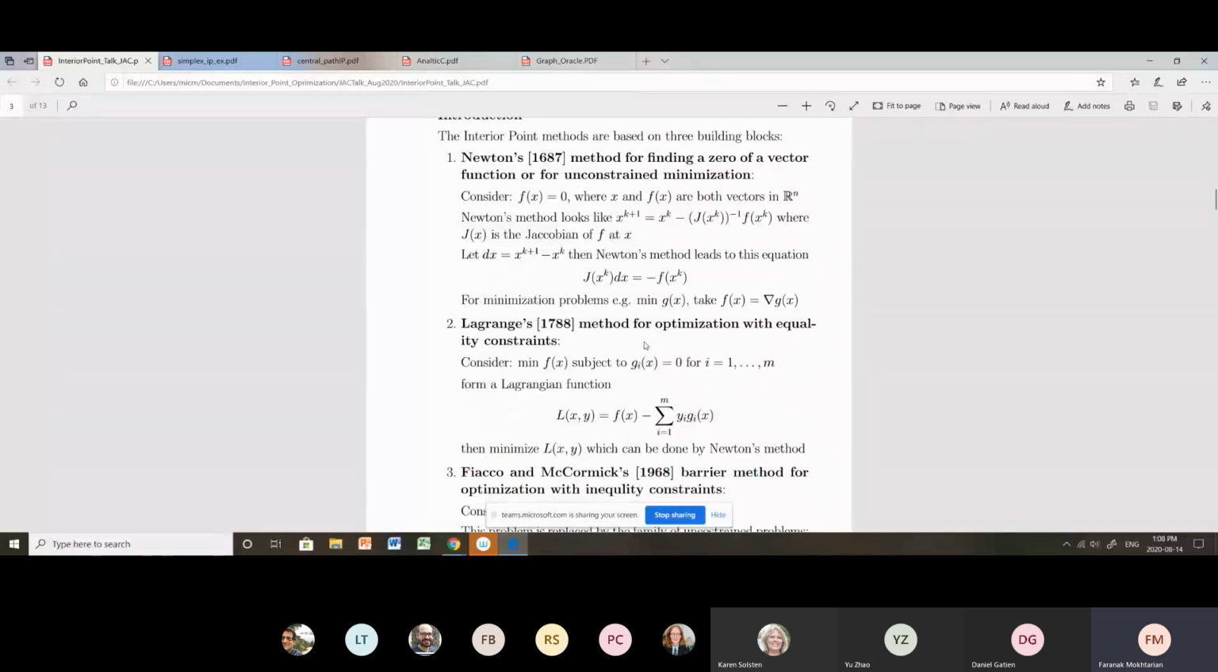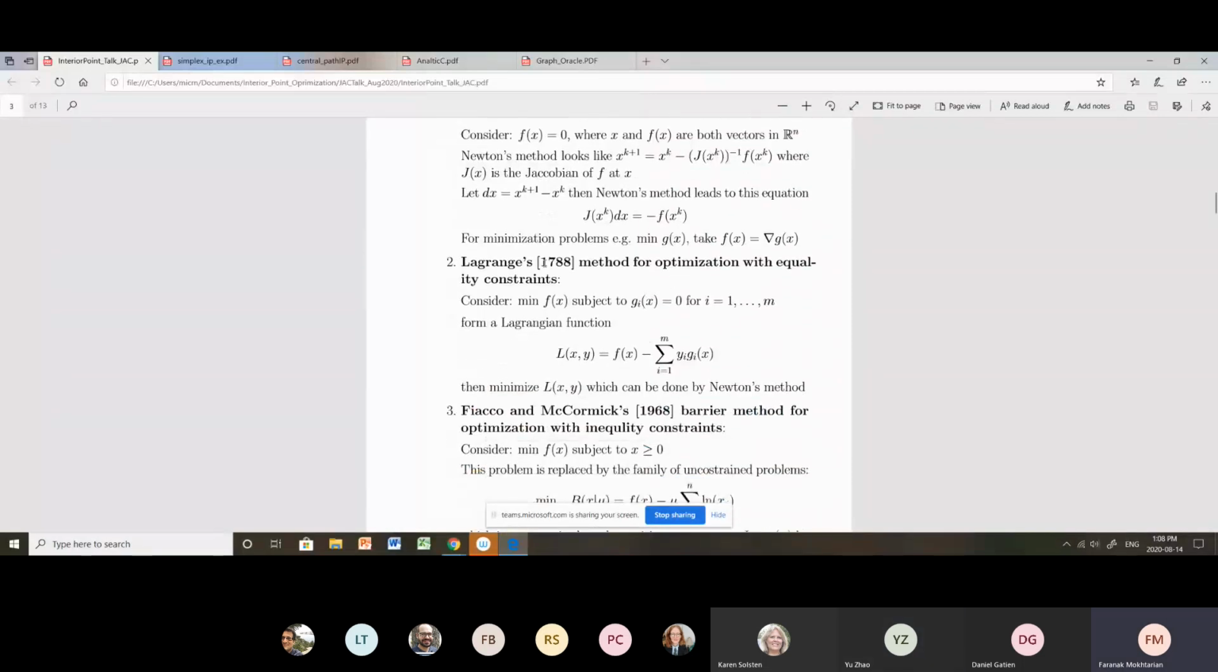The second thing that's used in optimization problem with equality constraints, that is to minimize a function subject to m equality constraints, is method of Lagrange from 1788, that a Lagrangian is formed. We include the objective function and we include a linear combination of the equality constraints into the Lagrangian. So the constraint optimization is converted to an unconstrained one. And Newton's method can be used to find a minimum of that.